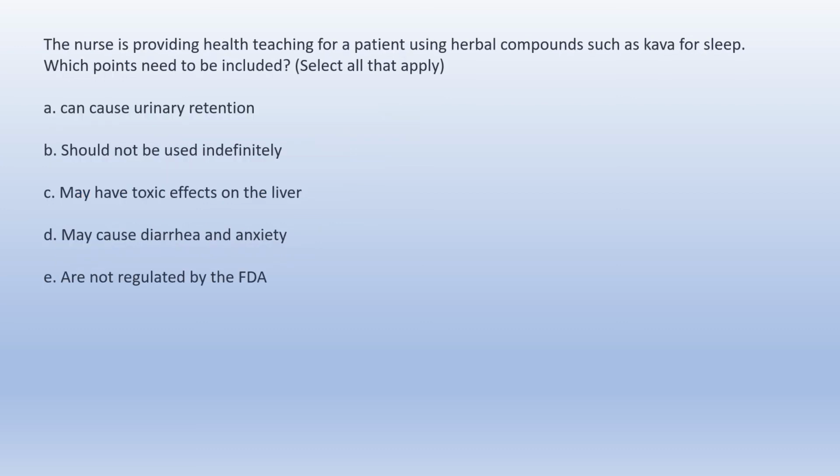The nurse is providing health teaching for a patient using herbal compounds such as kava for sleep. Which points need to be included? Select all that apply. A. Can cause urinary retention. B. Should not be used indefinitely. C. May have toxic effects on the liver. D. May cause diarrhea and anxiety. E. Are not regulated by the FDA.